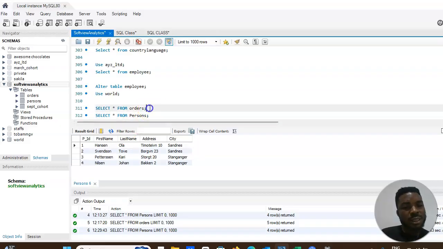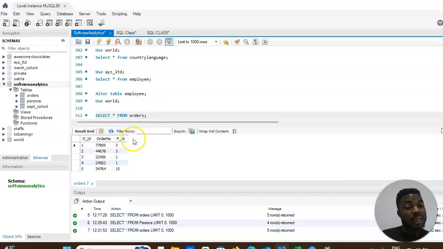Now I'm going to look at my right table, which is the orders table, and execute it. Now you also see that the same PID is on the second table. Fine. So it means that I have 2 identical columns on the 2 tables.